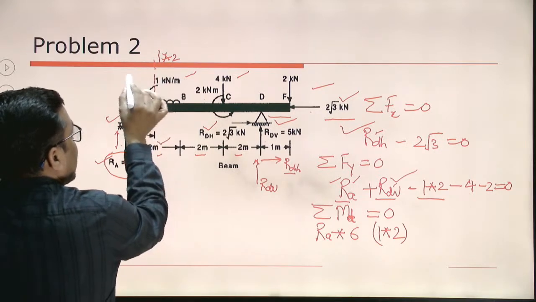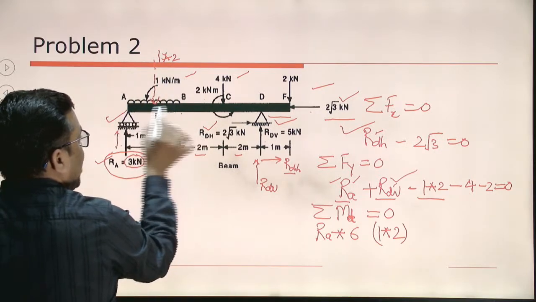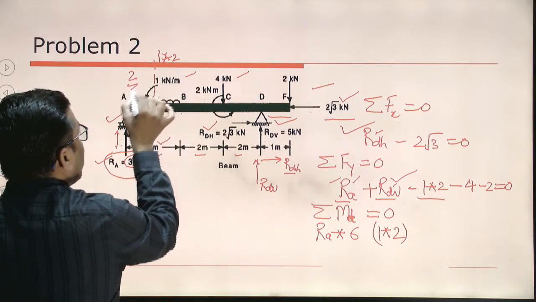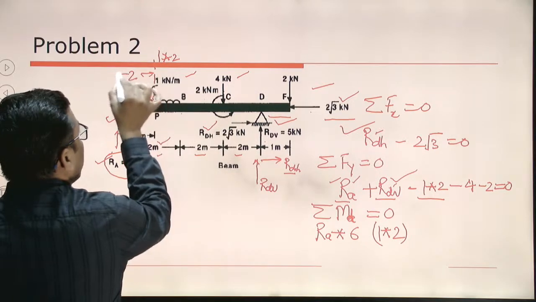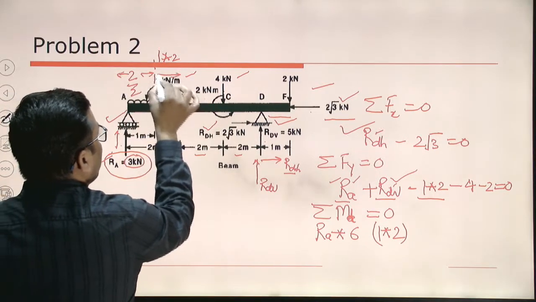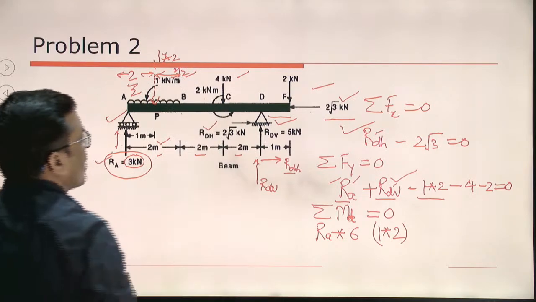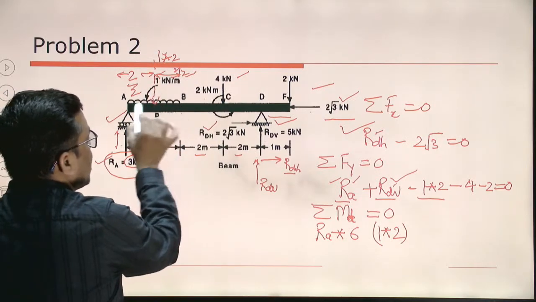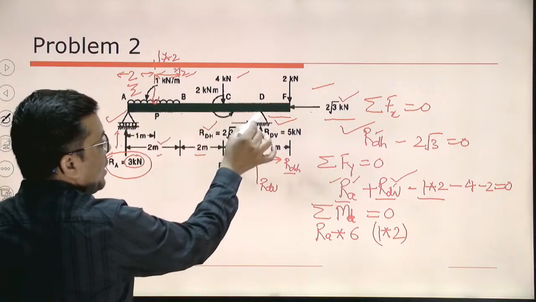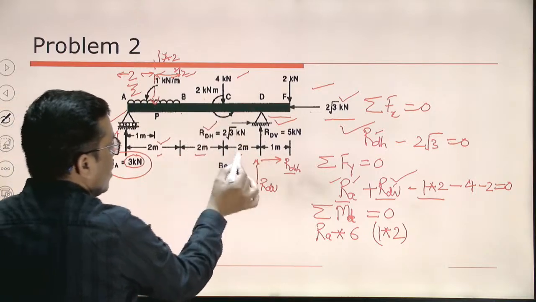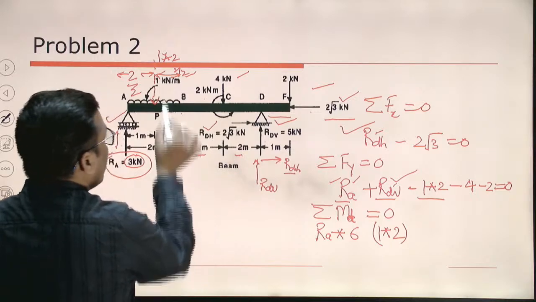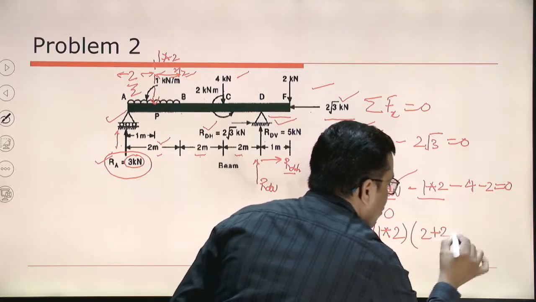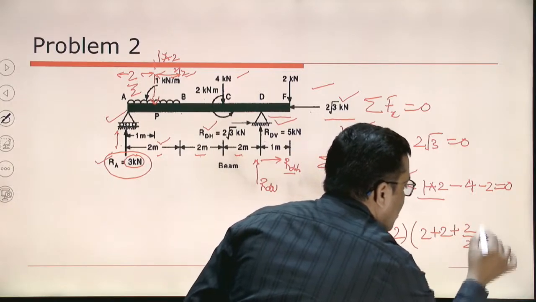Where will it be effective? It will be effective at the midpoint of AB. It means it is 2 meters, so 2 by 2. I hope it is visible. Okay. Now this 1 into 2 which is at the midpoint of AB, how far is it from D? What is the perpendicular distance? So 2 plus 2 plus 2 by 2.